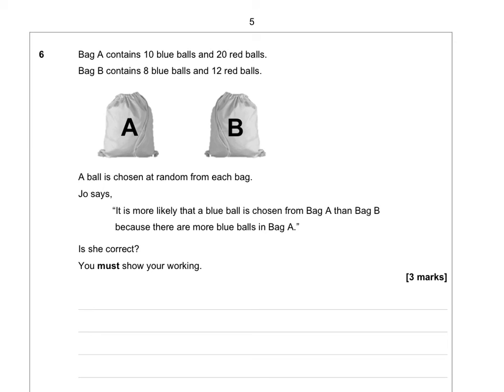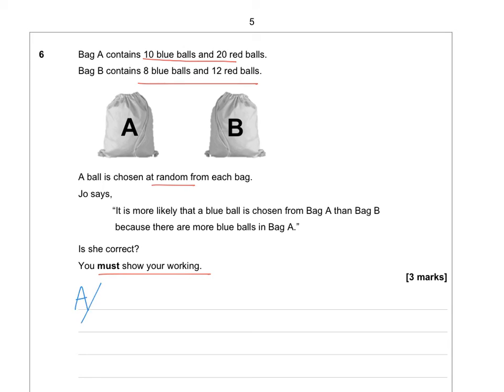Question 6. Bag A contains 10 blue balls and 20 red balls. Bag B contains 8 blue balls and 12 red balls. A ball is chosen at random from each bag. Joe says it is more likely that a blue ball is chosen from bag A than bag B because there are more blue balls in bag A. Is she correct? You must show your working.